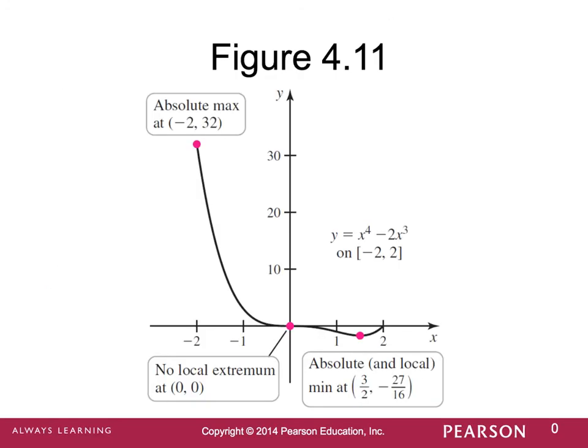And if we look at the graph, we can see that it confirms that we have an absolute max of 32 at negative 2, and we have an absolute minimum of negative 27/16 at 3 halves. But we also notice that at the point 0, 0, that's not a local extrema. It is actually just a point where our slope is equal to 0, but it's neither a relative max or min.